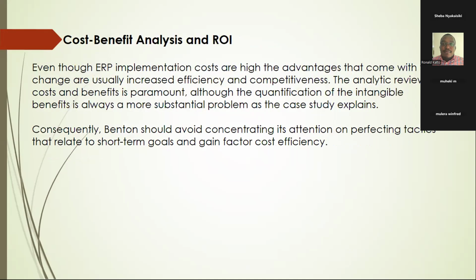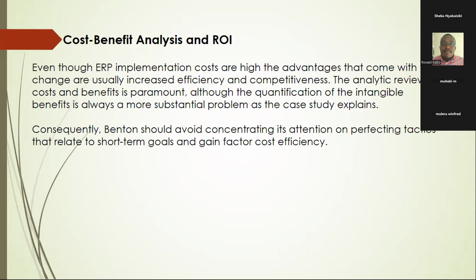It is cost-based analysis on return on investment. Now, much as ERP is more demanding when it comes to implementations, the benefits are enormous. So using this system, Benton will gain more over time because the return on investment is realistic.